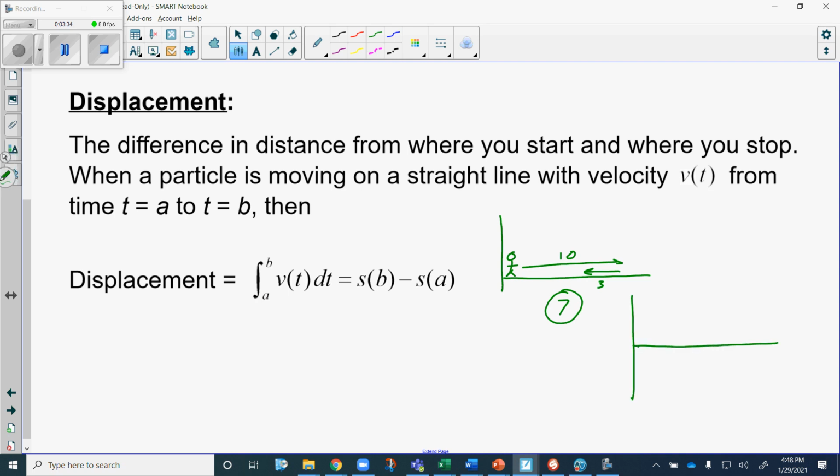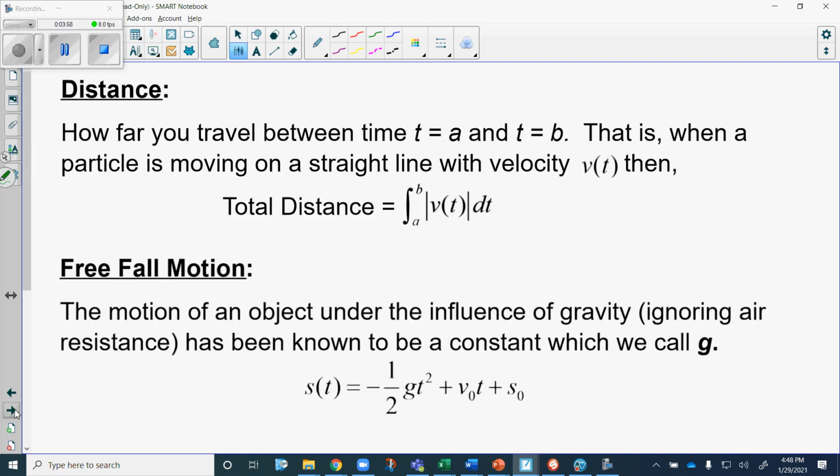So we may see it represented as something like this, where this is positive, this is negative, this is positive, indicating where we're moving right versus where we're moving left. So that's the displacement. It basically tells you where you're going to end up from where you started. Now that doesn't mean the total distance that you may have traveled. That is going to be the absolute value of the function, whatever it happens to be.